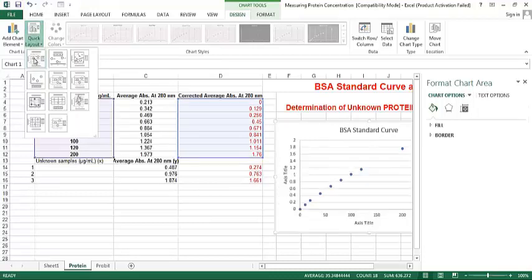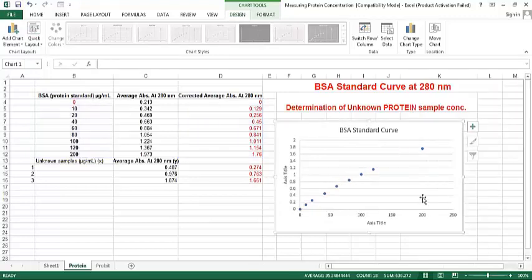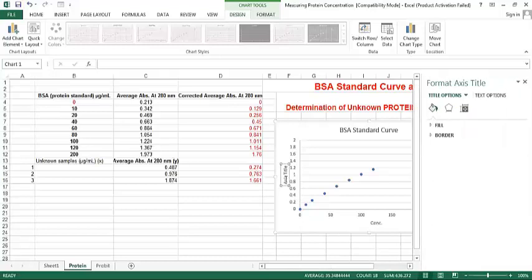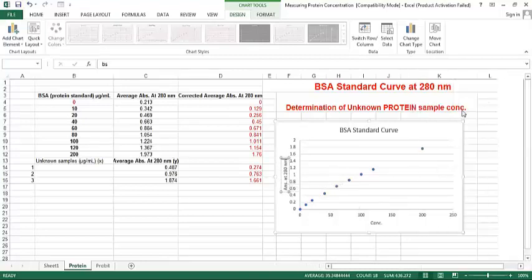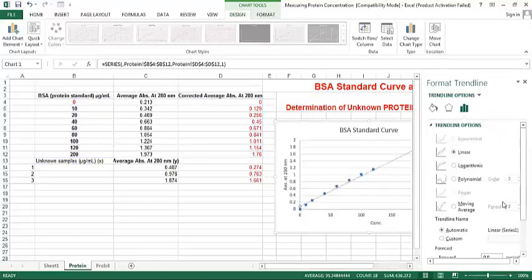You can see the quick layout easily. X-axis, this is the concentration here, concentration in microgram per ml, and absorbance here. Sorry, yes, ABS absorbance at 280 nanometer. Okay, this is a standard graph. We need to draw a trend line, a straight line actually.